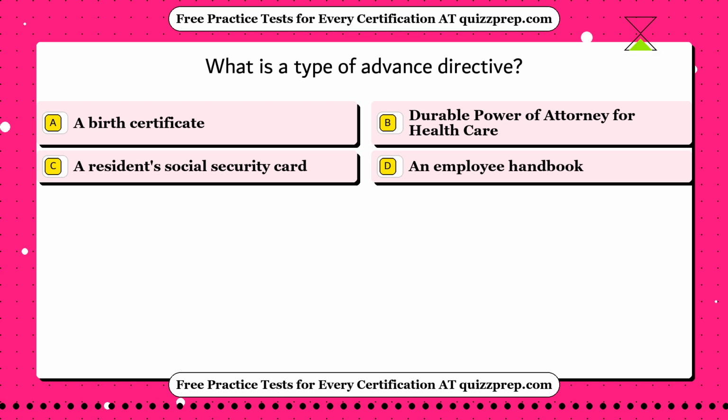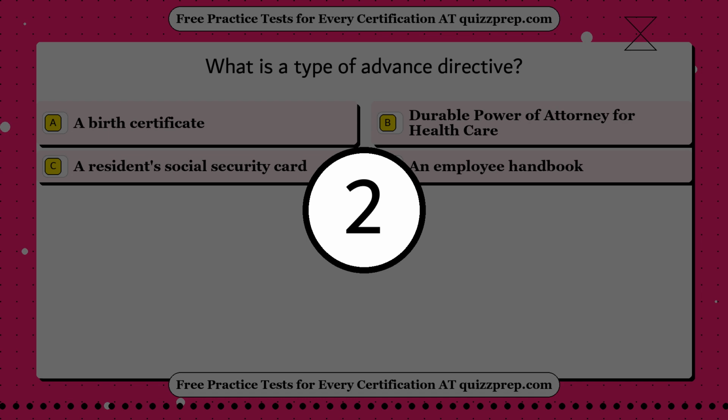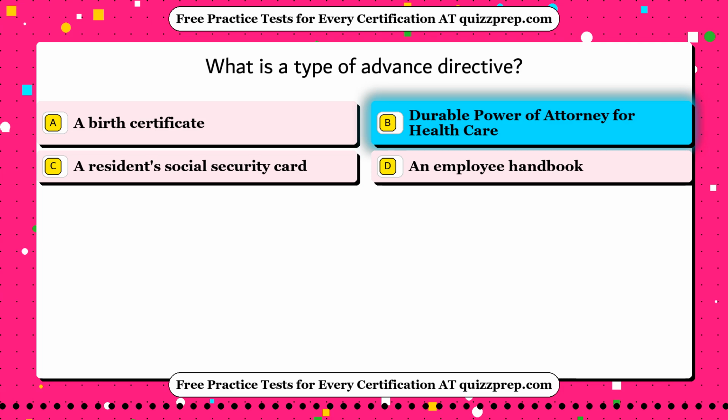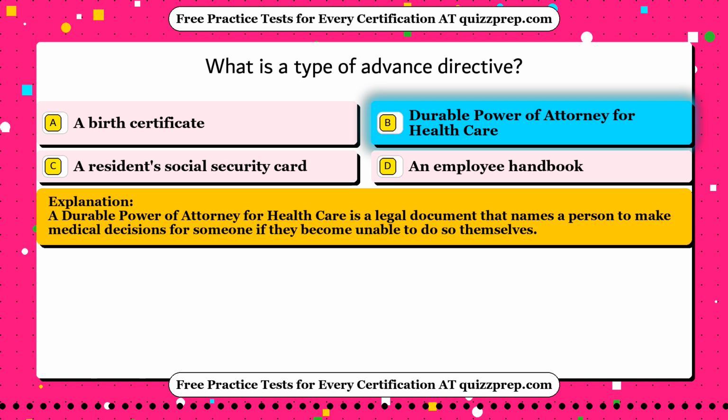Question 38. What is a type of advance directive? Option A, a birth certificate. Option B, durable power of attorney for healthcare. Option C, a resident's social security card. Option D, an employee handbook. The correct answer is option B, durable power of attorney for healthcare. A durable power of attorney for healthcare is a legal document that names a person to make medical decisions for someone if they become unable to do so themselves.